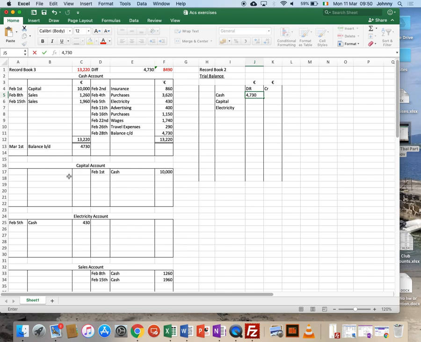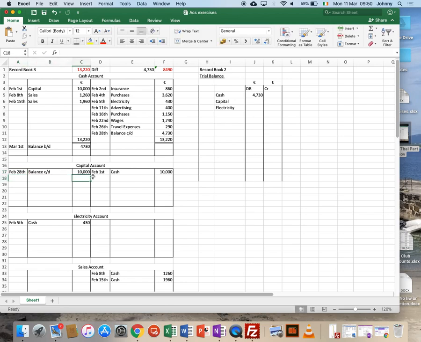So I'm going to balance my capital account. I balance it the same way as I've always done. This time, because it's only one entry, I don't need to write the figures at the top of the column. On the credit side I have 10,000, on the debit side I've got 0. What's the difference between 0 and 10,000? 10,000. So I put 10,000 on the smaller side. What do I call it? Balance CD. I put the date at the end of the month, so this is February 28th.